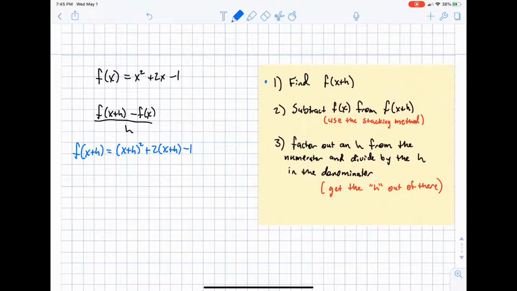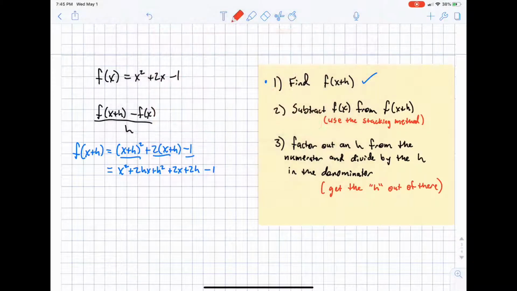Now from here, I'm going to simplify as much as I can. So I'm going to FOIL those two terms, and I end up with an x squared plus 2hx plus h squared. And then I'm going to distribute that 2 to both those terms. So I get a plus 2x plus 2h, and then I have that negative 1. So that takes care of the first step.